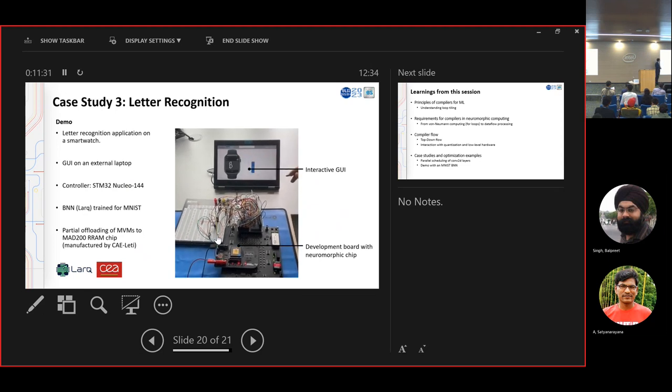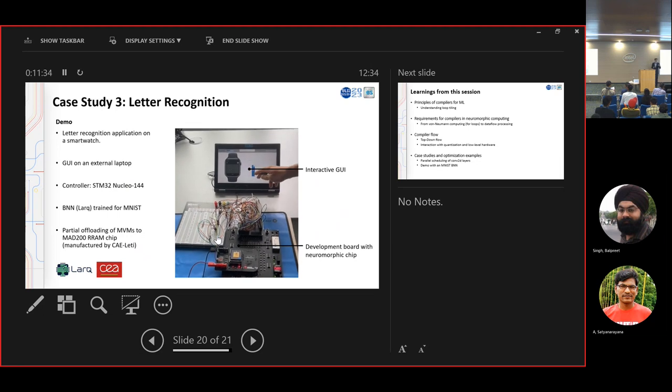So basically, we implemented an interface on a laptop where you can write the number so that it looks fancy. And then here we have our development board, which is connected to a microcontroller with a lot of cables still, in this early stage of the demonstrator. And here we have a compute-in-memory chip manufactured by a French vendor, CEA-Leti. Some of you might have heard of them. They are very closely related to ST Microelectronics. They call this MAT200 technology. And so we could offload parts of this neural network onto this compute-in-memory chip and show that you can use this technology and it's actually running something somewhat useful, but realistic.